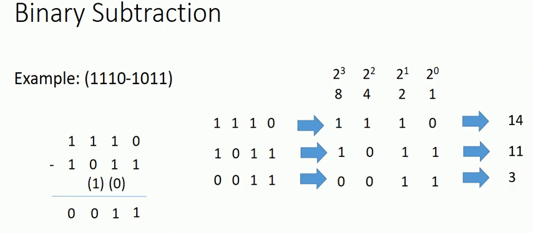Now if we subtract 11, which is binary equivalent to 1011, from 14, which is binary equivalent to 1110, we get 3 as the answer, which is binary equivalent to 0011. So our calculated subtraction is correct. So the answer is correct.